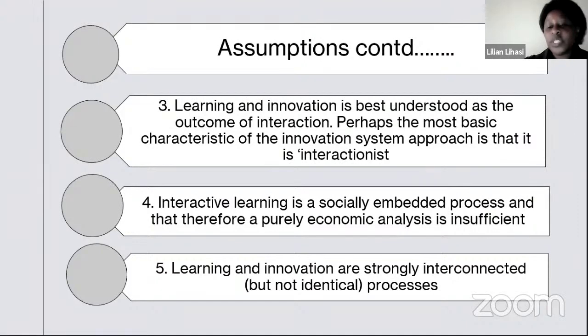Learning and innovation are strongly interconnected. So we cannot say that learning is on its own. It is through learning and interaction that innovation comes. As firms, as individuals, as organizations interact with one another, they are able to learn from one another and they are able to develop innovation. Therefore, learning and innovation are strongly interconnected, but not identical.